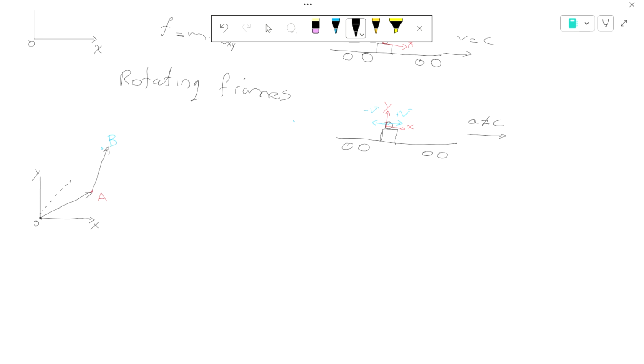So in this case, if you remember, this could be expressed as R from A to O, right? Head minus tail. And this is R from B to A. And this distance is R from B to O.